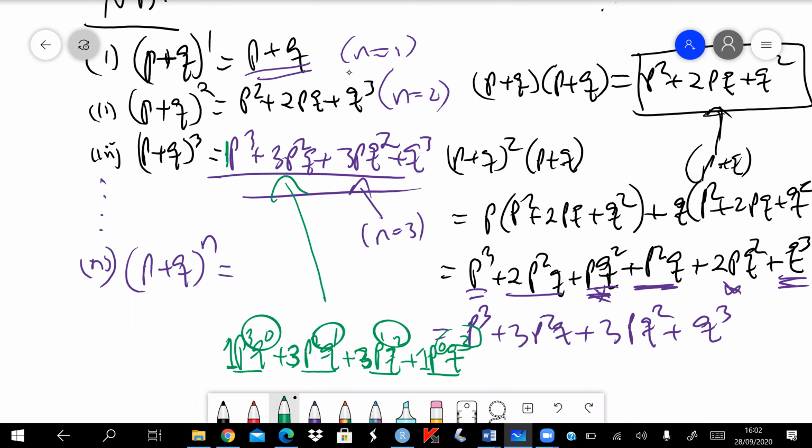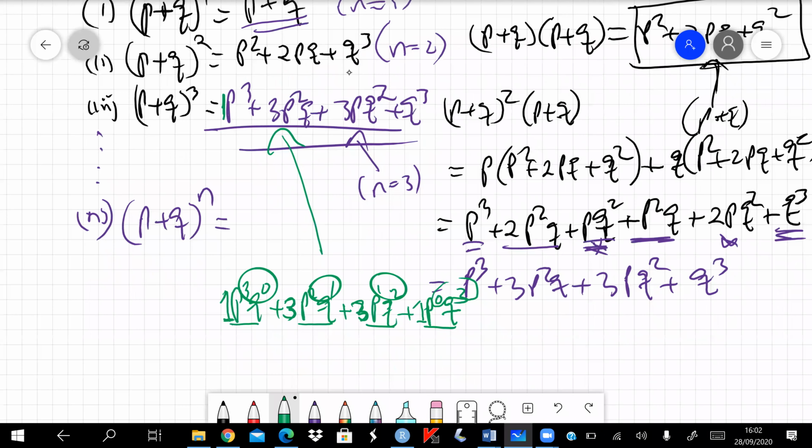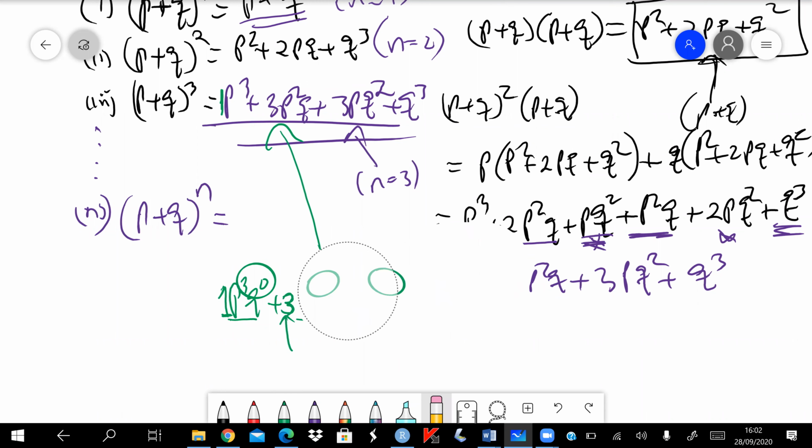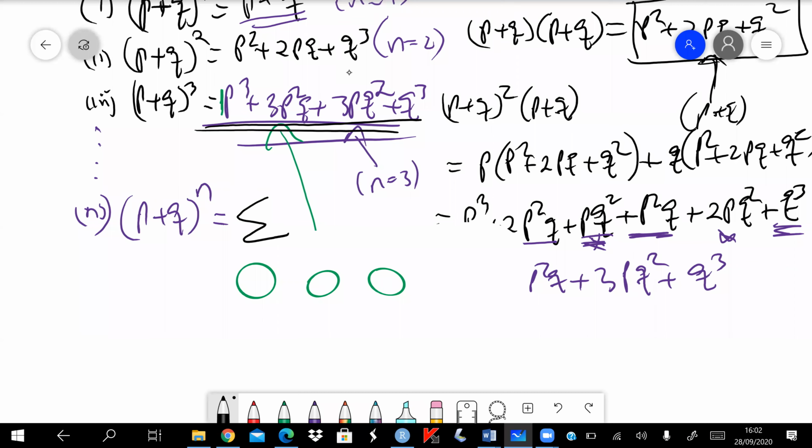If you go to power 4, you will still have the pairing of p and q, but now these coefficients will keep on changing. If you continue like that, you will see some pattern, and that pattern can be generalized into this format. If you take (p plus q) power n, you will get a summation. As you can see, we are summing up some items. It will be a summation of n combination.